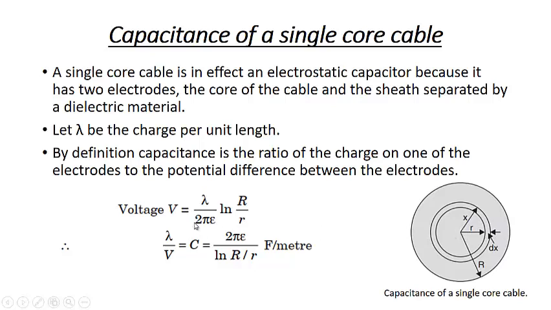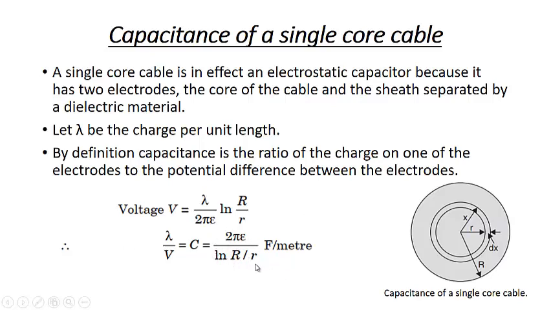So when you take the ratio of lambda by V, the capacitance will be equal to 2 pi epsilon ln of capital R by r farad per meter. If you remember the capacitance of the overhead line, that was also of a similar form, that is 2 pi epsilon ln of D by r, where D was the distance between the two conductors. But here the distance between the conductor and the sheath is very small, so this term will be small, and the capacitance will be very much larger.